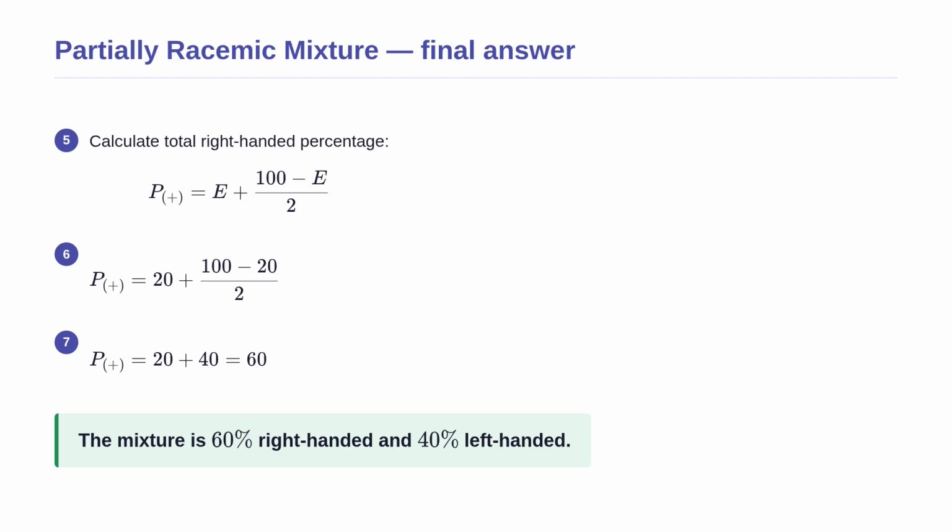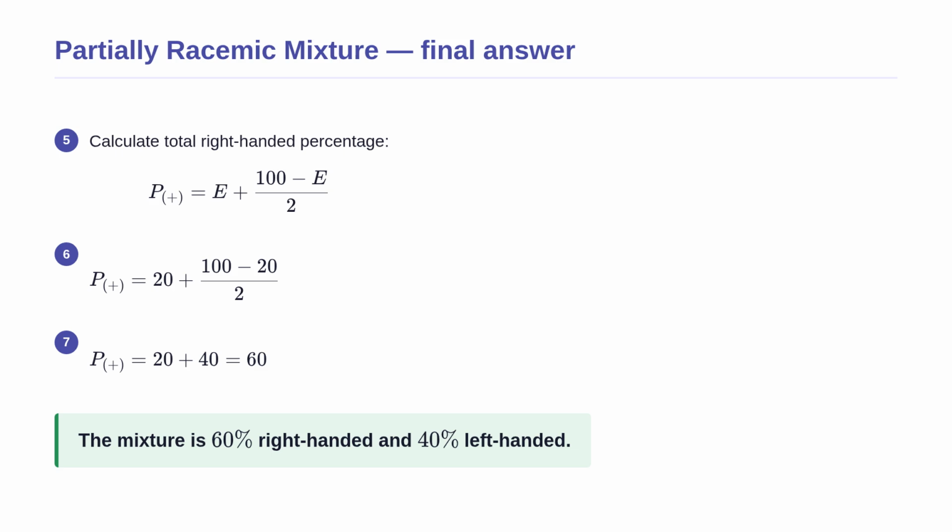Continuing with our calculation, we found a 20% excess of the right-handed enantiomer. This means 20% is pure right-handed and the remaining 80% is a balanced racemic mixture. Now we use our total percentage formula. We take the 20% excess and add half of the remaining 80%. 20 plus 40 gives us 60% for the right-handed molecule. Since the total must be 100%, the left-handed molecule makes up the remaining 40%.